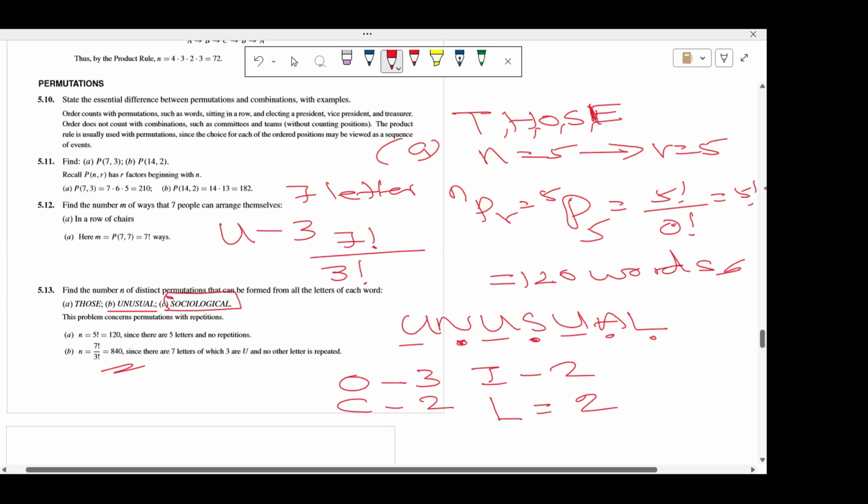So this is one time. S one time. C is 2 times. I is 2 times. O we already mentioned. L is 2 times. G is 1 time. A is 1 time. Right. So altogether 12 letters means 3 plus 2, 5, 5 plus 2, 7, 7 plus 2, 9, 9 plus 3, 12. So now the answer is altogether 12 factorial, 12 letters, divided by.